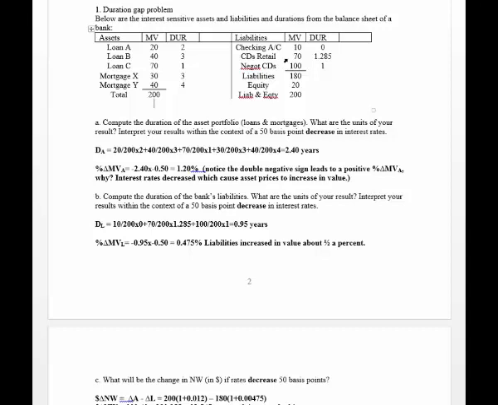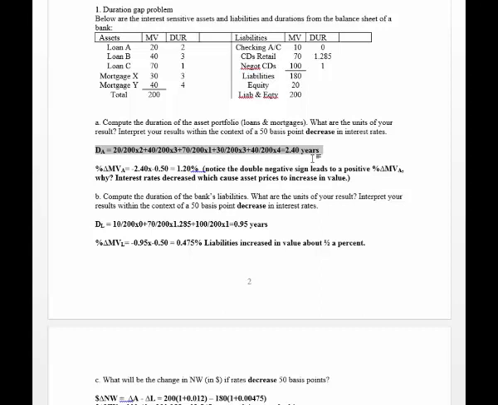It says compute the duration of the asset portfolio. In other words, the loans and the mortgages, the whole portfolio. And what are the units? Well, here I have the calculation in bold. Highlight it here for you. There is the calculation. And the answer to that part is, look, it's in years. Duration is a weighting of time.